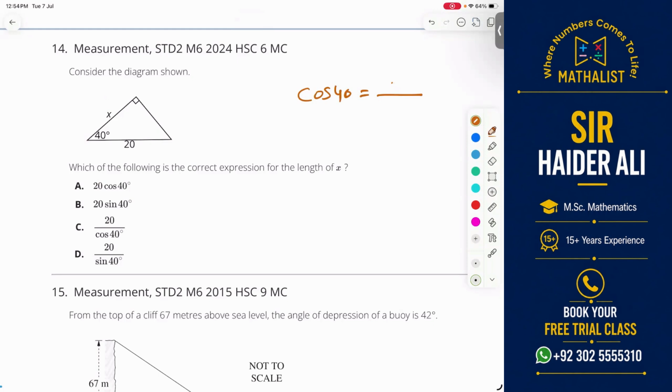Adjacent over hypotenuse. Actually, you are using a wrong pattern. You are telling me the formula first. It's totally the wrong pattern. First of all, name the sides. What is the name of this side? You are telling me cos 40 and then 20 is not here. It's totally wrong, and the reason is that you did not mention the names of the sides. If you mention the names of the sides, you will never make this type of mistake. So it's a pattern of doing the question.